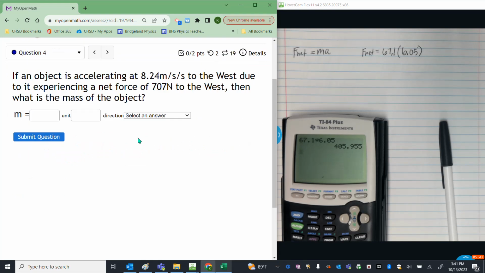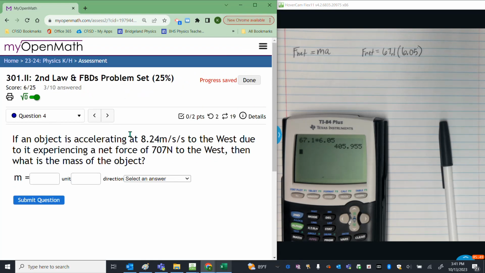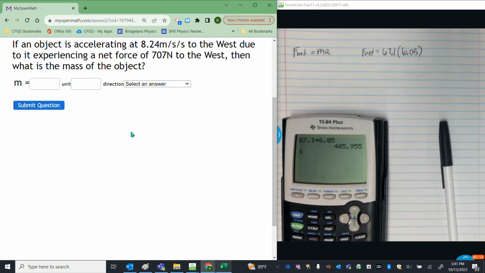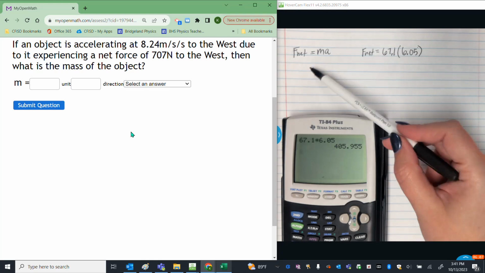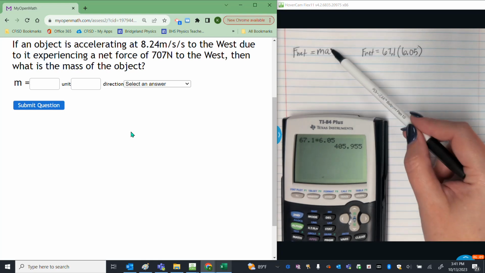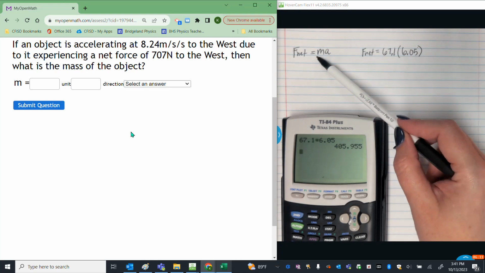Question number 4 in the assignment 301.2. If an object is accelerating at 8.24 meters per second to the west due to it experiencing a net force of 707 newtons to the west, then what is the mass of the object? Very similar question, except this time they gave us a net force and an acceleration and we're solving for m. But it's the same equation.